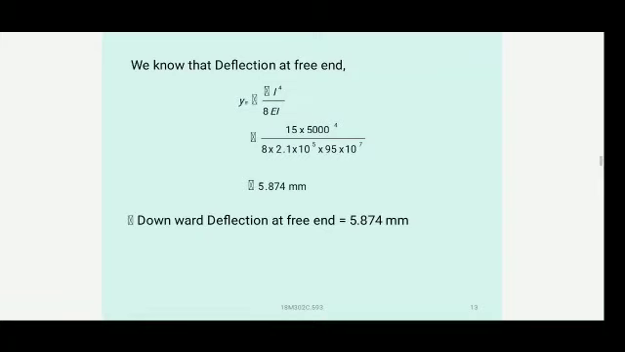We know that the deflection at the free end, that is YB, is equal to WL to the power of 4 by 8EI. You can substitute the values: 15 into 5000 to the power of 4 by 8 into 2.1 into 10 to the power of 5 into 95 into 10 to the power of 7. That is equal to 5.874 mm, that is the deflection at the free end. The downward deflection at the free end is 5.874 mm.